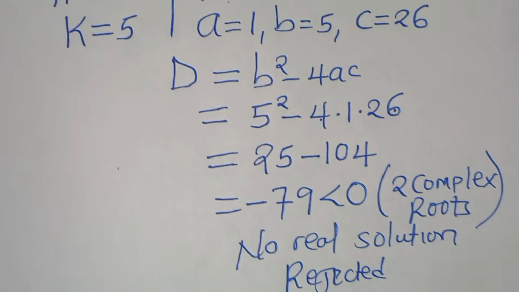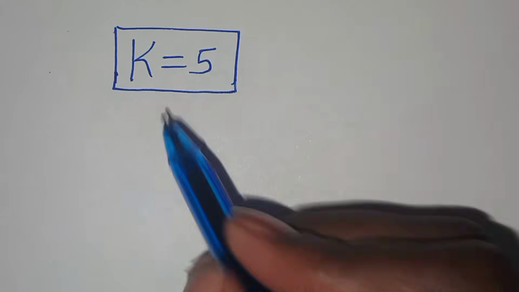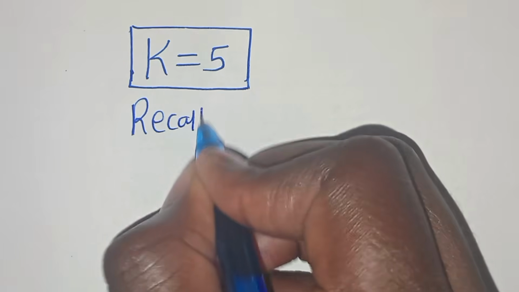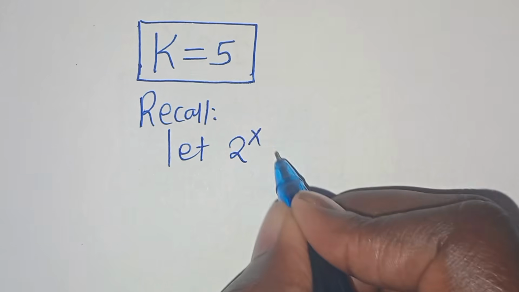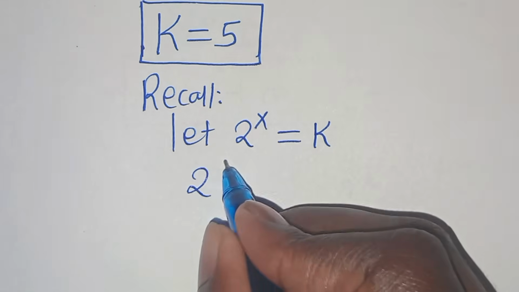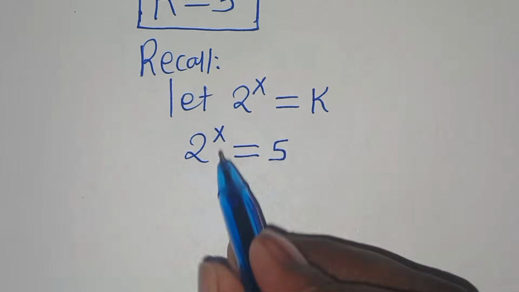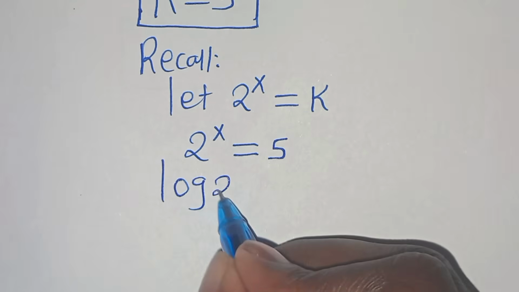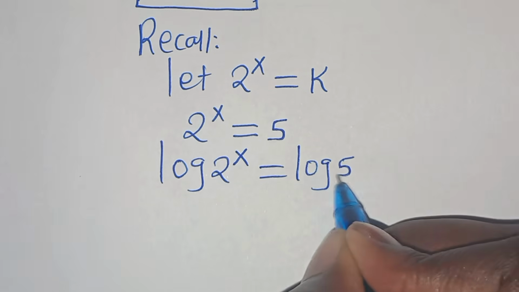Now, let's proceed with k equal to 5. Now we have that k is equal to 5, and if you recall, we insist that let 2 to the power of x be equal to k. So in this case, we have 2 to the power of x equal to 5. Now, to solve for x here, let's introduce logarithm on both sides. We have log 2 to the power of x equal to log 5.